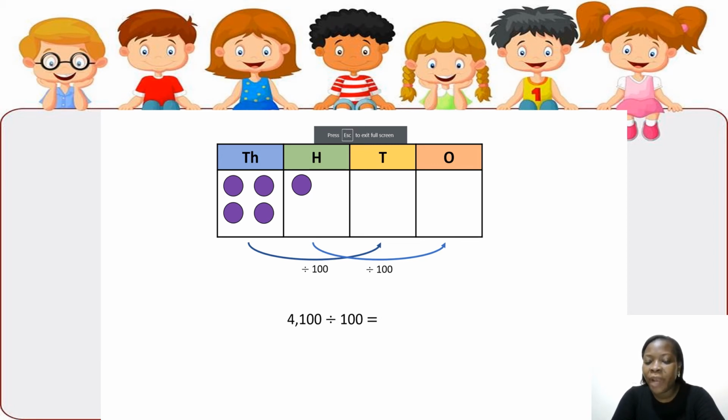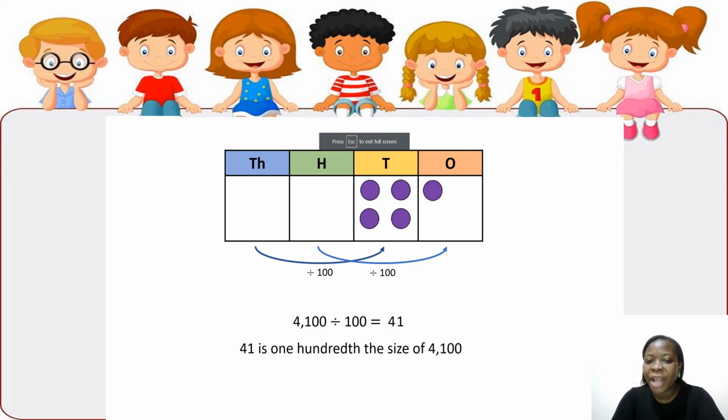Now when we divide by 100, remember we move how many columns to the right? 2 columns to the right. So we move the 100, 2 columns to the right. 1, 2, it ends up in the ones. We move the 4,000 2 columns to the right. 1, 2, it moves over to the tens. Let's see what this looks like in the next slide.